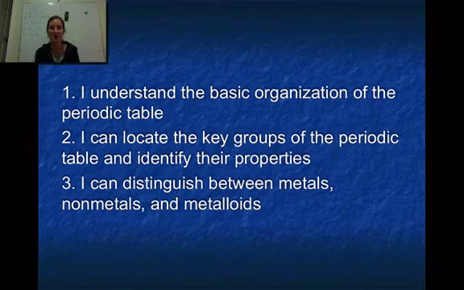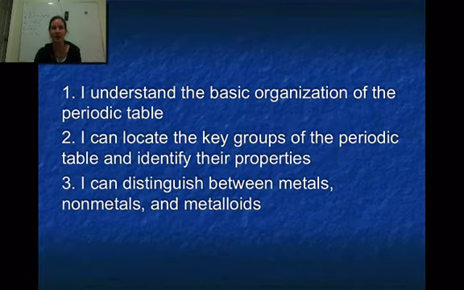This video continues our conversation about the structure of the periodic table. On the screen here you see the first 3 learning targets for this unit. I can understand the basic organization of the periodic table, I can locate the key groups on the periodic table and identify their properties, and I can distinguish between metals, nonmetals, and metalloids. This video will mostly focus on the second one here, but obviously it's leading into a little bit of the basic organization also. And metals, nonmetals, and metalloids is hopefully something that you can do by this point.